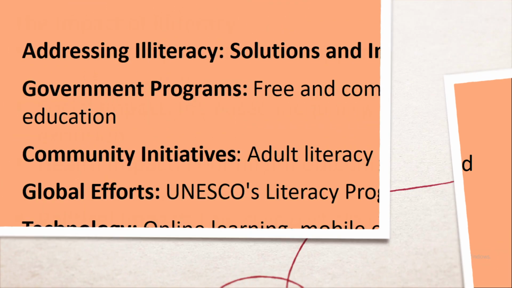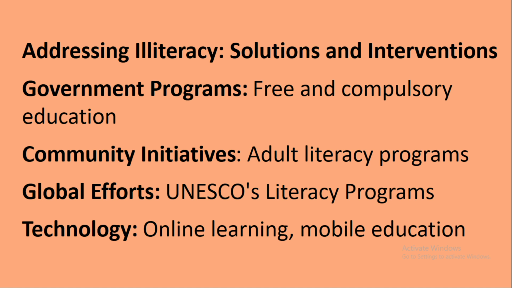Addressing illiteracy requires a multi-pronged approach. Governments are introducing policies to make education free and compulsory, especially for marginalized groups. Community initiatives like adult literacy programs help those who missed out on education earlier in life. Global organizations, such as UNESCO, have made significant strides with literacy campaigns. Additionally, technology, through online learning platforms and mobile education, can bridge educational gaps, particularly in remote areas.